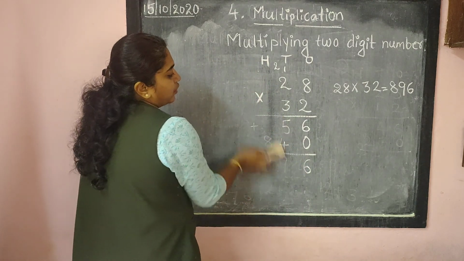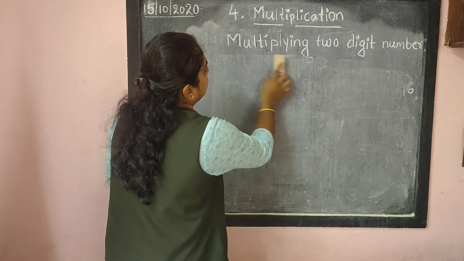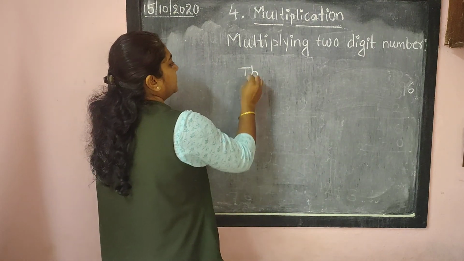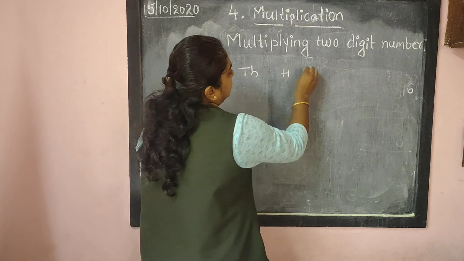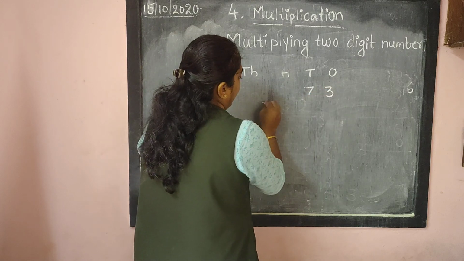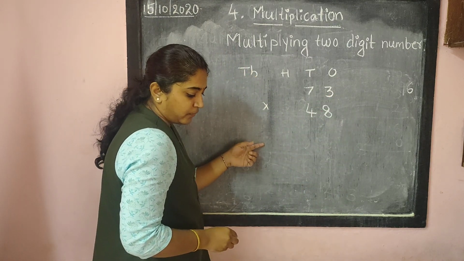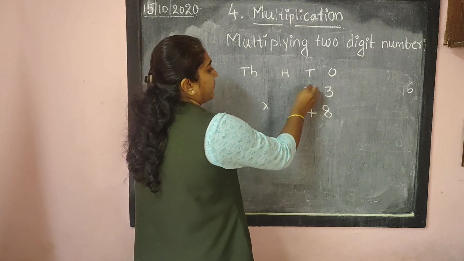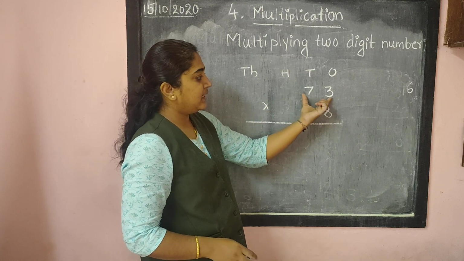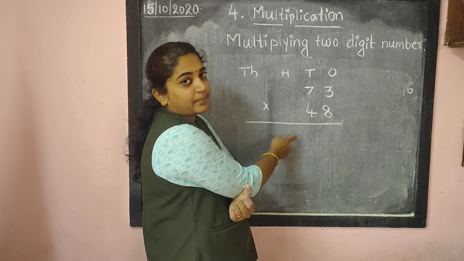And one more example I will show you now. One more example. 73 into, this is thousands place, hundreds place, tens place, ones place. That is 73 multiplied by 48. See here. We'll start with multiplying now. This is multiplicand and this is what? Multiplier, and the answer is product.